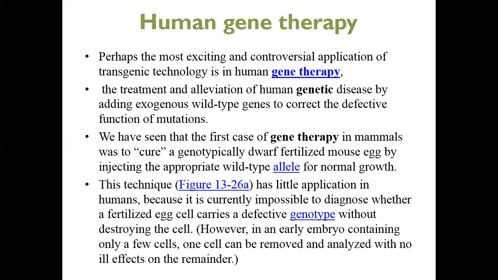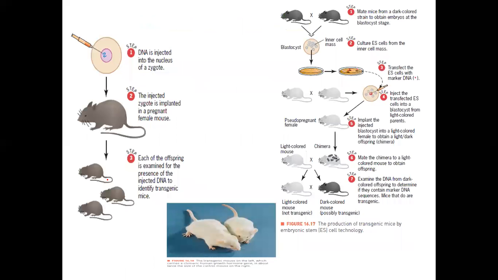This technique has little application in humans because it is currently impossible to diagnose whether a fertilized egg cell carries a defective genotype without destroying the cells. However, in an early embryo containing only a few cells, one cell can be removed and analyzed with no ill effect on the remainder. This is the technique that we used earlier.